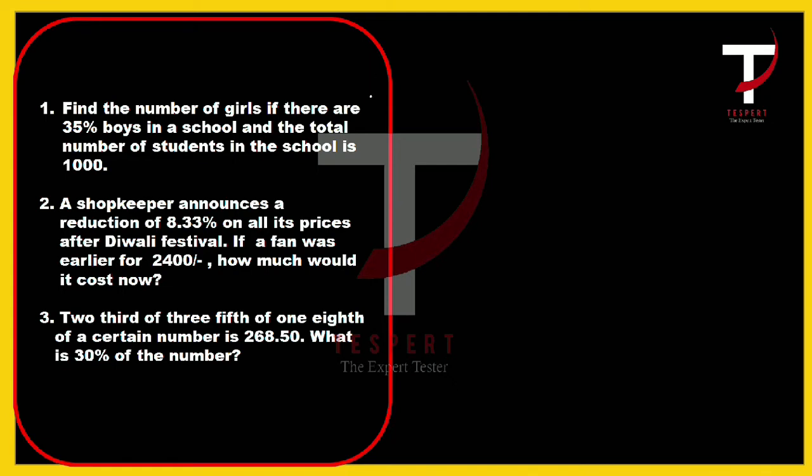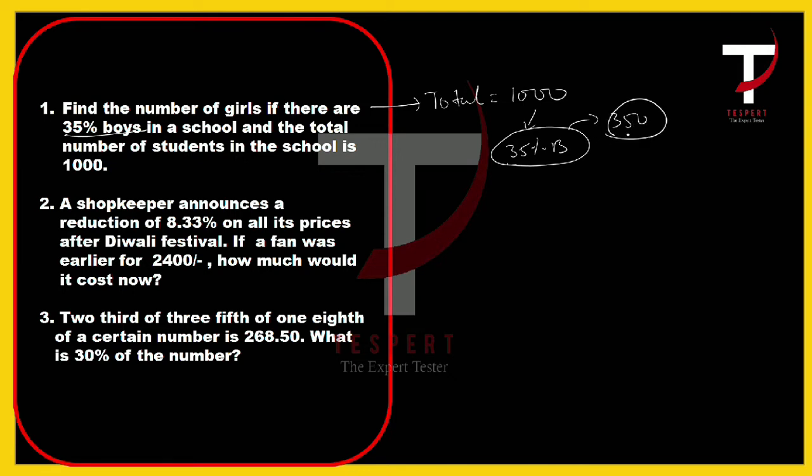Okay, hope you solved this. Find the number of girls if there are 35% boys in a school and the total number of students in the school is 1000. So here, what is given? Total students are 1000. Out of 1000, 35% are boys. So we can directly say 350 boys.